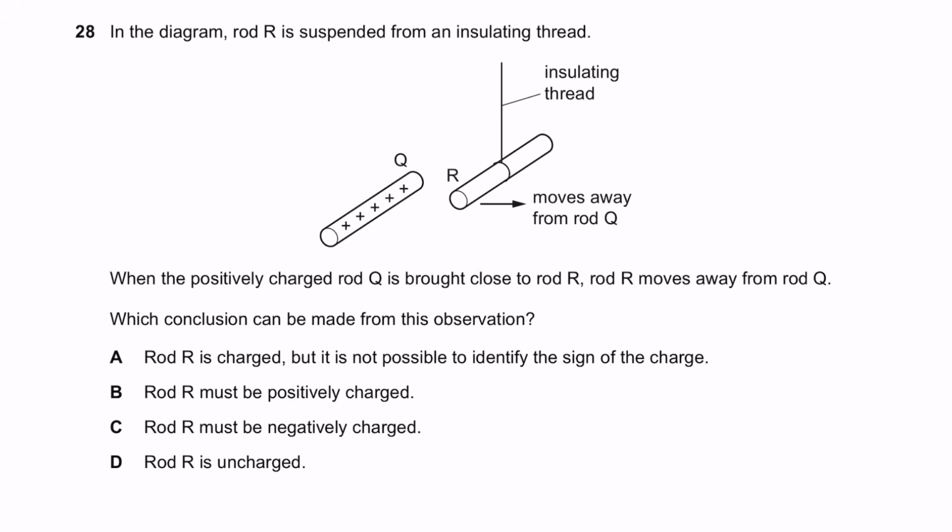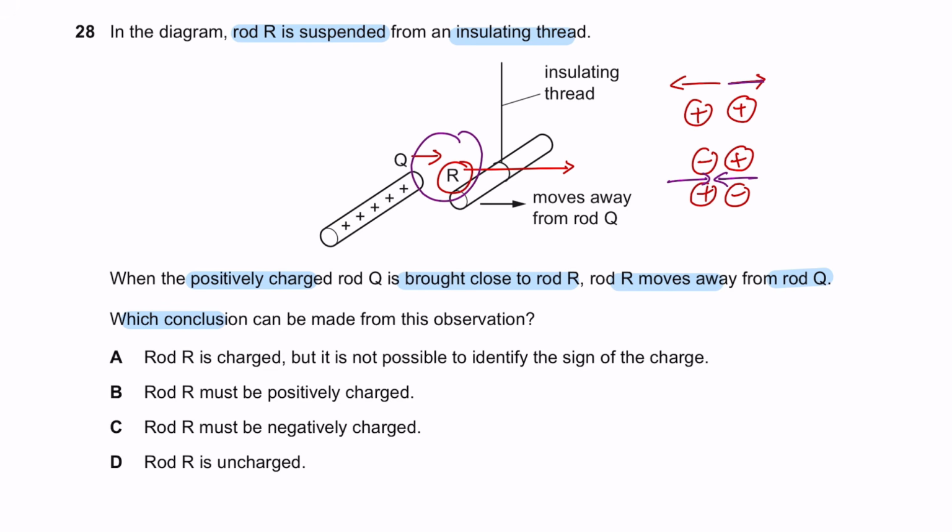Question 28. In the diagram, rod R is suspended from an insulating thread. When the positively charged rod Q is brought close, rod R moves away from rod Q. Which conclusion can be made from this observation? So when Q is brought closer, it seems that R moved away. We know that alike charges repel each other, and opposite charges attract each other. The illustration here tells us that R is being repelled when Q is brought closer. This means that they both must be alike charges. So rod R here must also be positively charged.